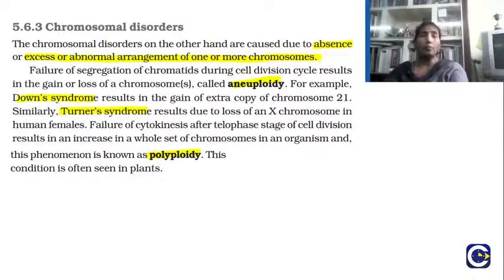In polyploidy, there will be an additional set of chromosomes that is added up. The whole set will become extra. Say instead of diploid, they can become triploid, tetraploid, pentaploid. That condition we often see in plants.